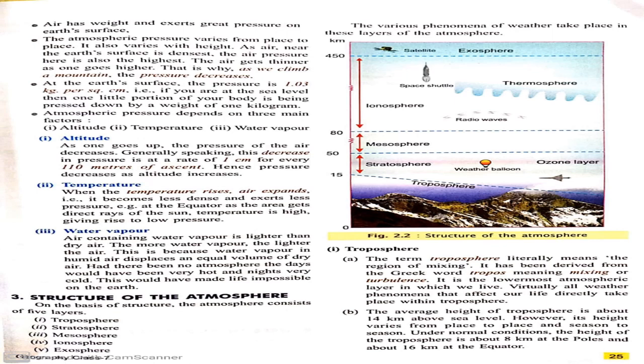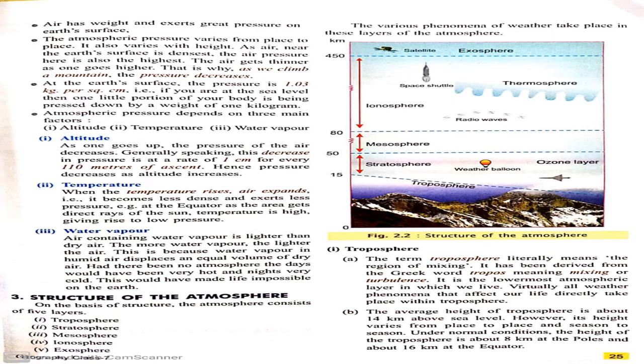Okay, now let's see the structure of the atmosphere. The structure consists of 5 layers. Let's see one by one. The first one is troposphere, then the second one is stratosphere, third is mesosphere, ionosphere, and exosphere. So these are the 5 structures of atmosphere. So let's see one by one.